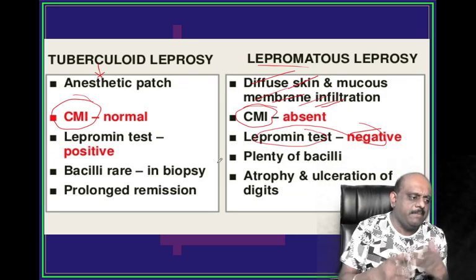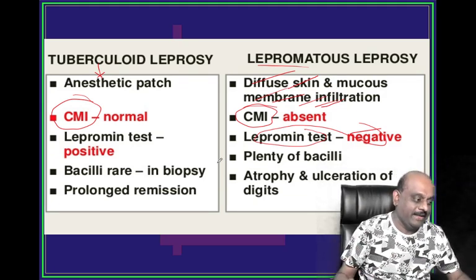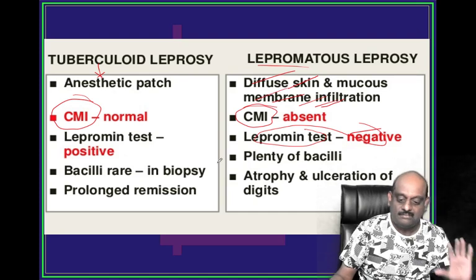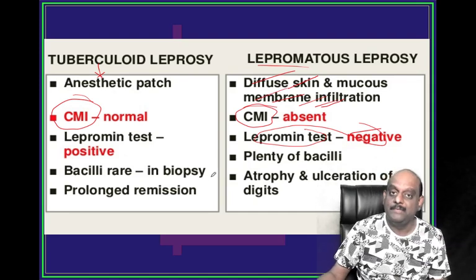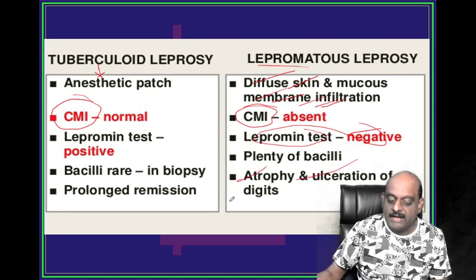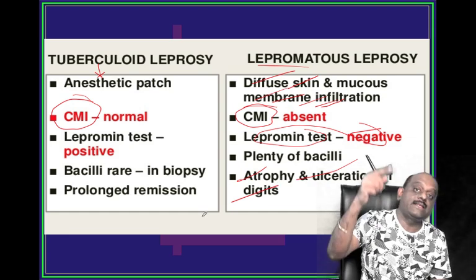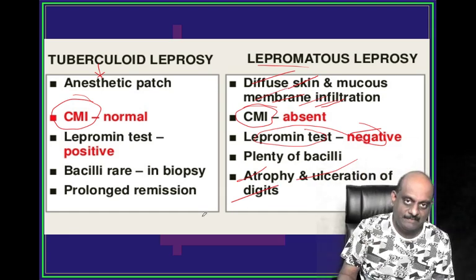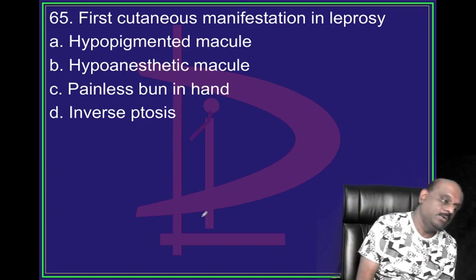Plenty of staining mycobacteria is the feature of lepromatous leprosy. There will be atrophy, ulceration of digits, etc., in lepromatous leprosy. That is a point you need to understand.